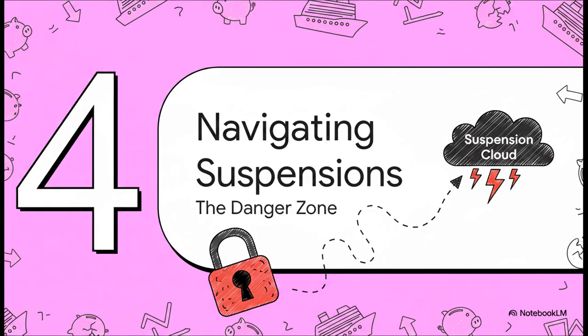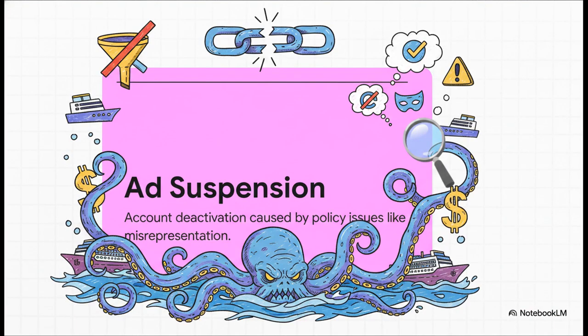Section 4. Navigating Google Ad Suspensions, the danger zone. And this brings us to the real plot twist of this explainer. The harsh reality of this industry is that eventually almost all travel agency ad accounts face suspension. It's really not a matter of if, but when. So what exactly is happening here?